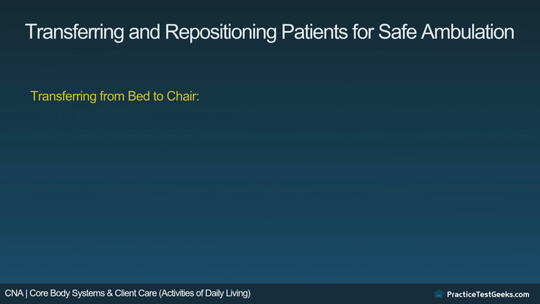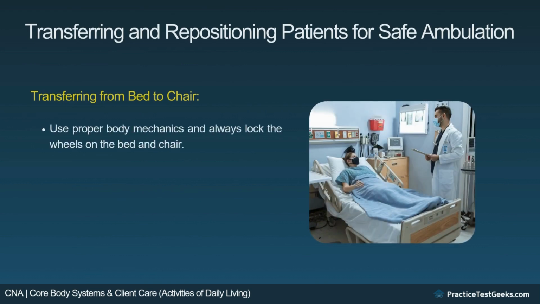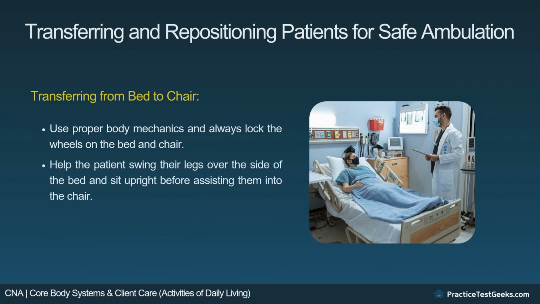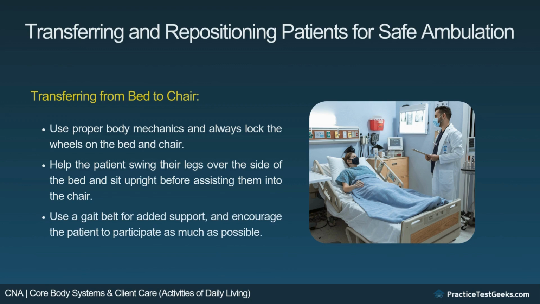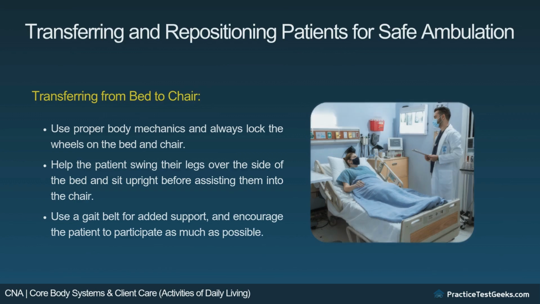Transferring from bed to chair. Use proper body mechanics and always lock the wheels on the bed and chair. Help the patient swing their legs over the side of the bed and sit upright before assisting them into the chair. Use a gait belt for added support and encourage the patient to participate as much as possible.